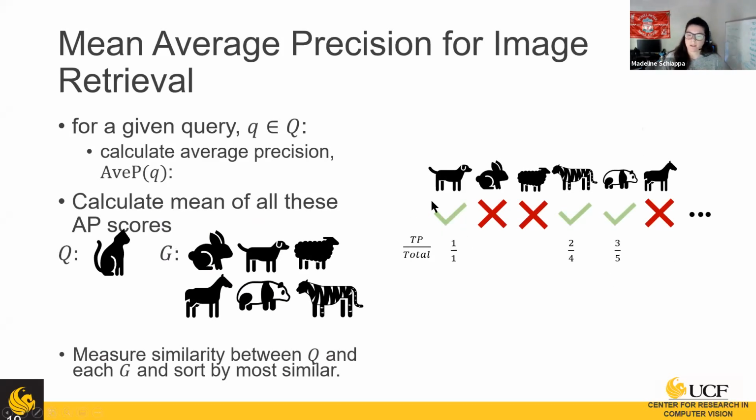But when we rank these by most similar, we see that we get 2 predictions before our other ones. So this means we're going to get an average precision of 0.7 because we're only including the ones that are relevant to the query. So this is just an overall intuitive idea of how this mean average precision works.